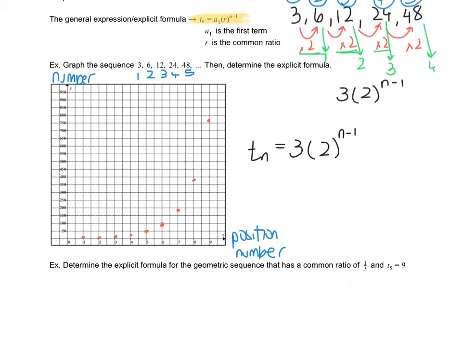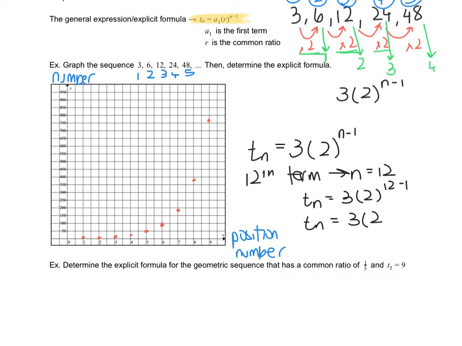And you know what? Let's actually use this formula and try it out. Let's say I want the 12th term. That would mean n is equal to 12. So let's use the formula. 3 times 2 to the power of 12 minus 1. I'm going to just clean it up, and by that I mean clean up the exponent. So what I'm actually evaluating is 2 to the power of 11.